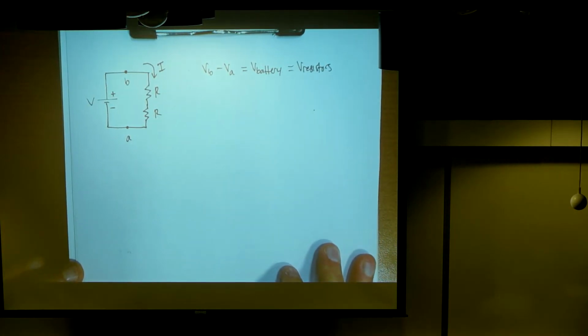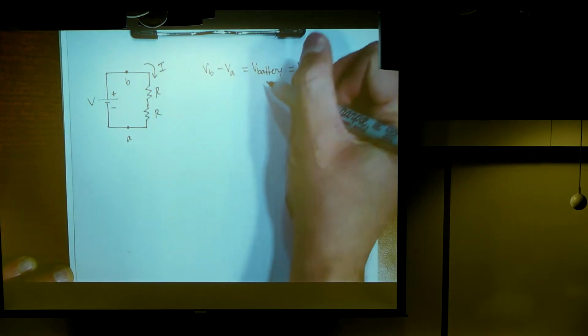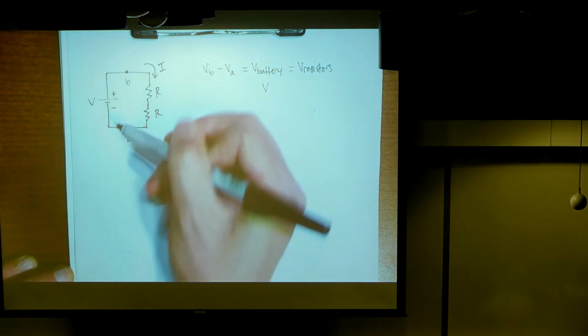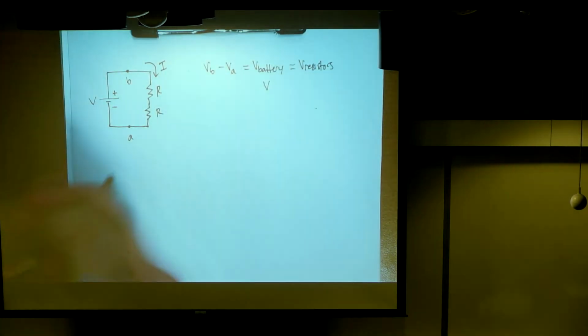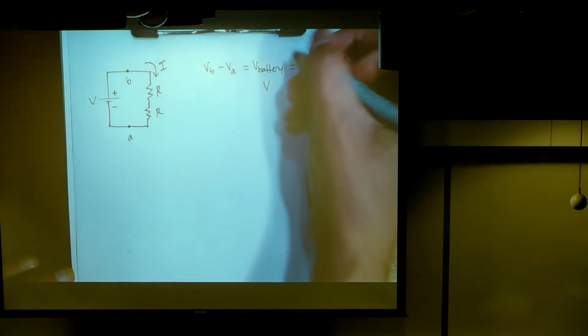Okay. So the voltage across the battery, what's that? Well, that's just V. And it's positive going this way because I'm going from the negative to the positive terminal of the battery. Remember, that's the way this works. If I were going the other way, it would be negative V, but that's how it works out when we're going this way.